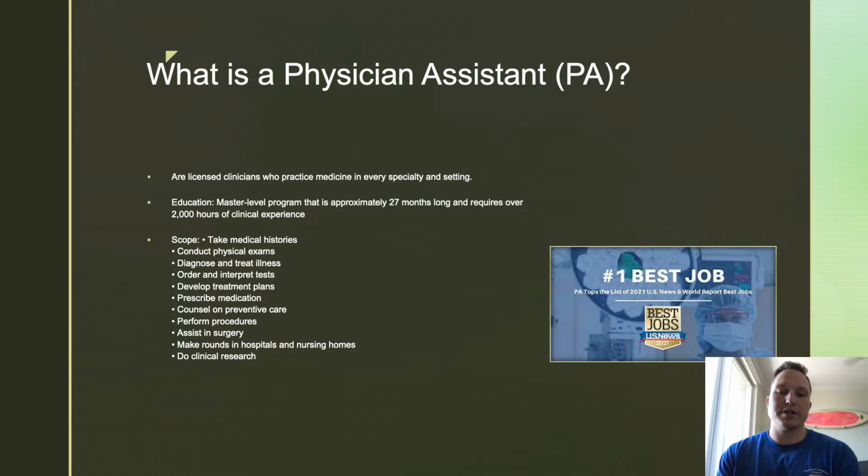So what is a physician assistant, or a PA? It's a licensed clinician who practices medicine in almost every specialty. The education required is a master's level program that's 27 months long with over 2,000 clinical hours. Our scope of practice is we do medical histories, conduct physical exams, diagnose and treat illnesses, order and interpret tests, develop treatment plans, and prescribe medications. We counsel our patients on preventative measures and how to take care of themselves. We assist in different surgeries. We also perform many procedures, and we even do clinical research.